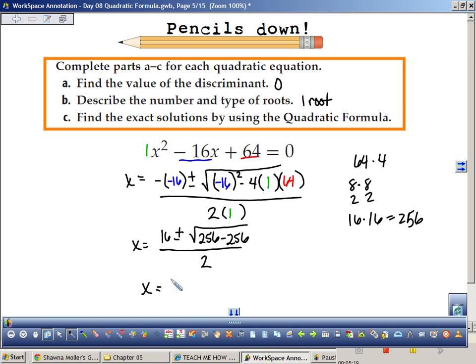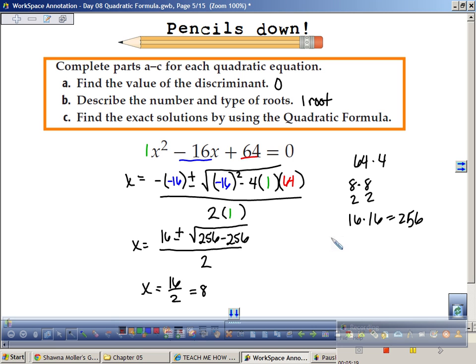Which is 16 over 2, which is 8. Right? No. No, because you only have 1 root. Because plus 0 and minus 0 is just... Okay, so we found our exact solution.